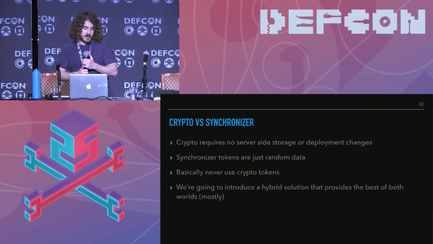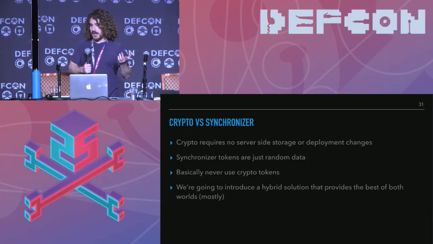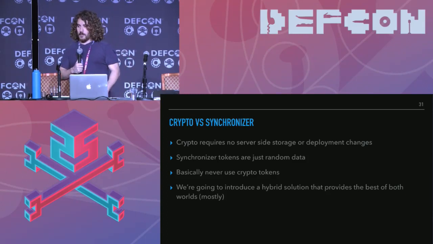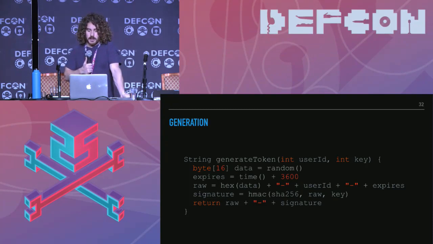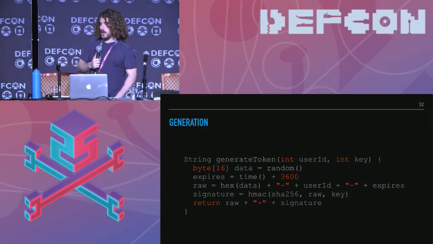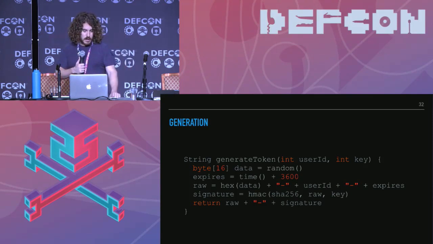I've already kind of talked about this. You really don't want to use crypto. It's nice because it's stateless, but the performance is usually pretty bad, and you just kind of don't want to bother. There's better ways to do it. The generation is pretty simple. This is the code that we use to handle it. You pass in user ID and a key. You grab a random value. You should make sure to use a secure random value here, so from a good entropy source.